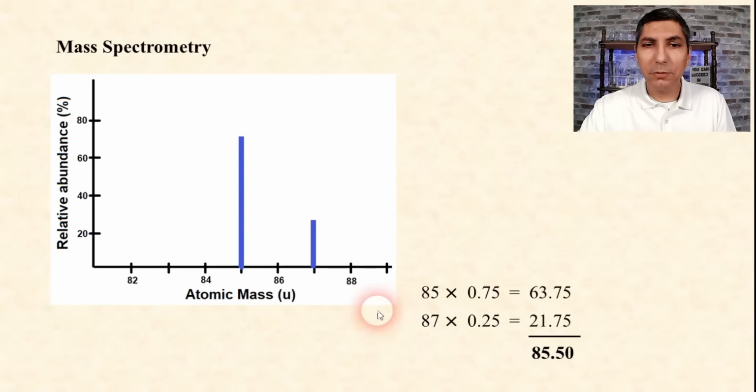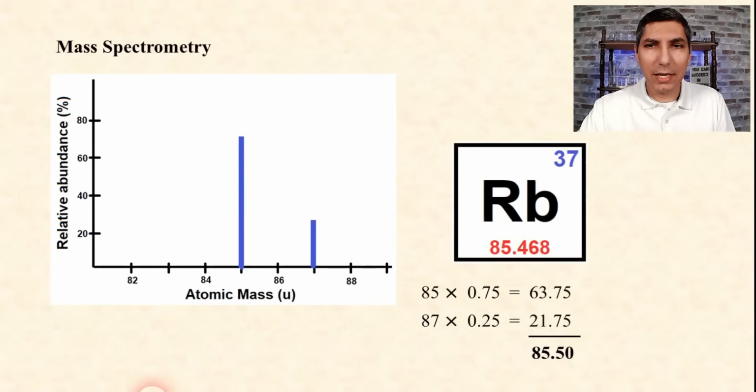Now, we can match this up to the periodic table and see what element we're talking about. This seems to be rubidium because it's very, very close to the atomic mass that we had estimated.